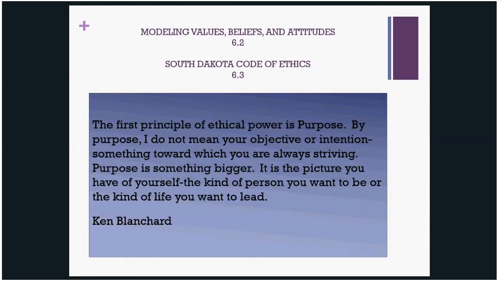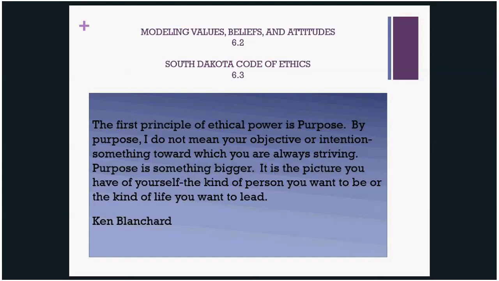I put a quote up by Ken Blanchard that I really think speaks to this one. The first principle of ethical power is purpose. By purpose, I do not mean your objective or intention, something toward which you are always striving. Purpose is something bigger. It is the picture you have of yourself, the kind of person you want to be, or the kind of life you want to lead.